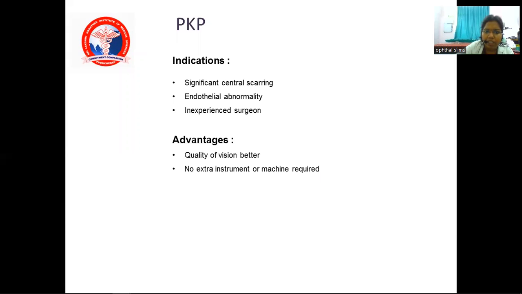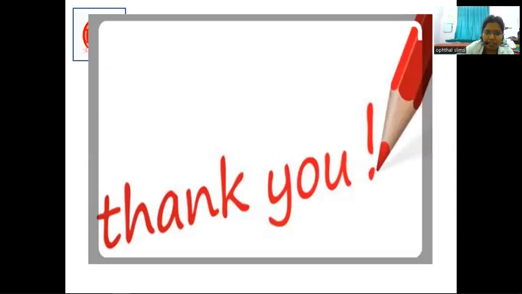Penetrating keratoplasty. The indications of penetrating keratoplasty are significant central scarring, endothelial abnormality, and an inexperienced surgeon. The advantage of penetrating keratoplasty is that the quality of vision will be better, and no extra instrument or machine is required in case of penetrating keratoplasty.